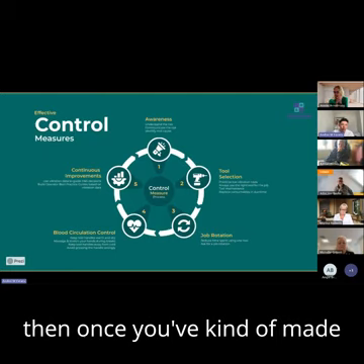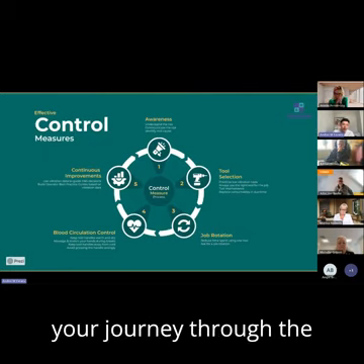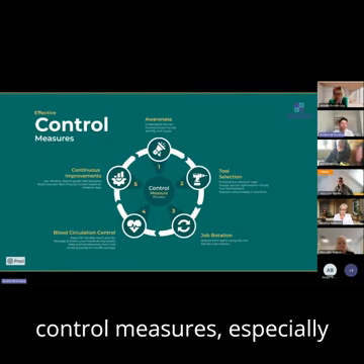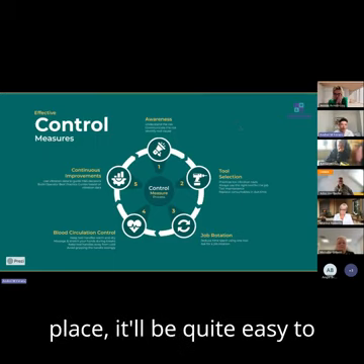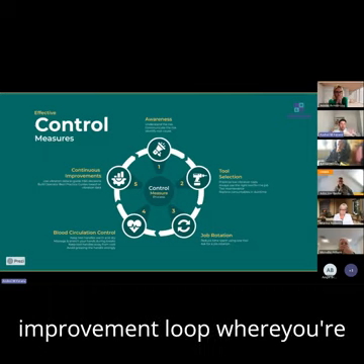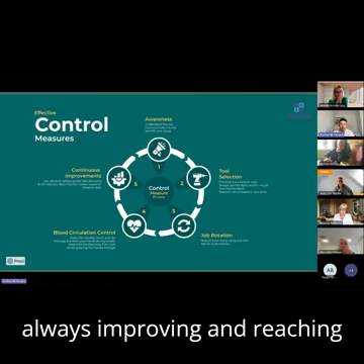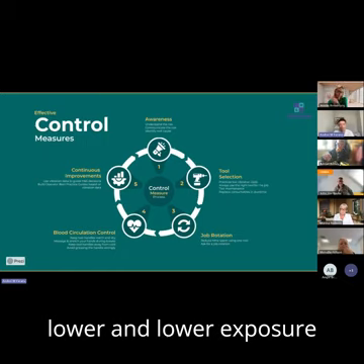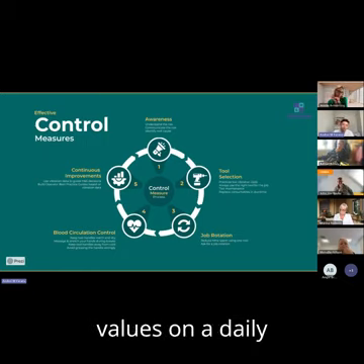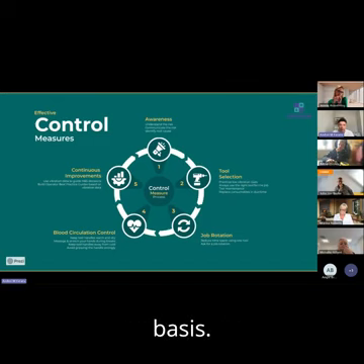And then once you've made your journey through the control measures, especially if you have good data in place, it'll be quite easy to go on this continuous improvement loop where you're always improving and reaching lower and lower exposure values on a daily basis.